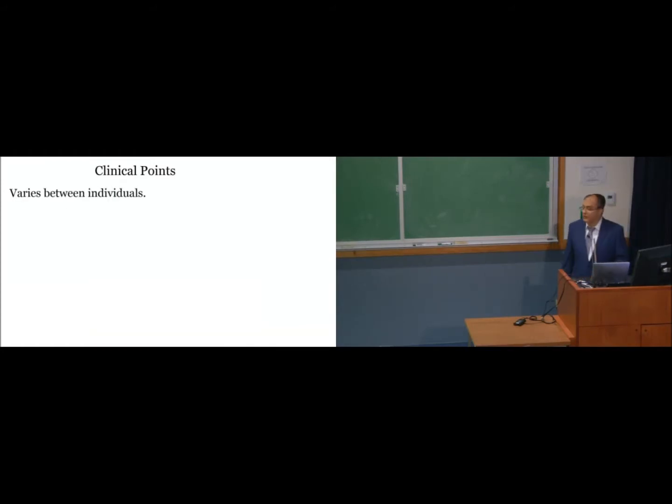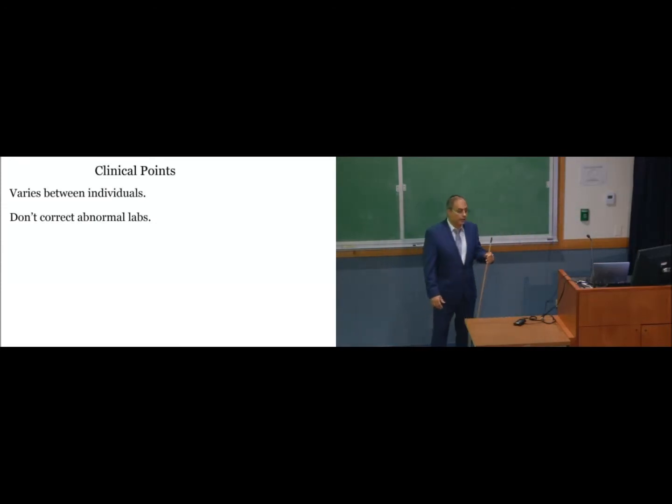The balance varies between individuals. You cannot assume that every individual is hypercoagulable, hypocoagulable, and so on. As we said, ignore the lab numbers. Don't correct abnormal lab numbers. Start to consider correcting things only if clinically indicated, that is, the patient is bleeding.